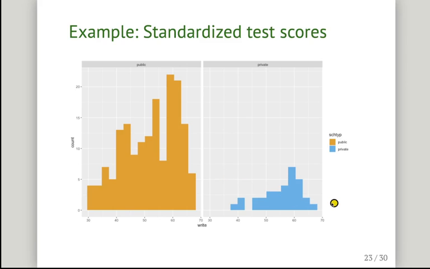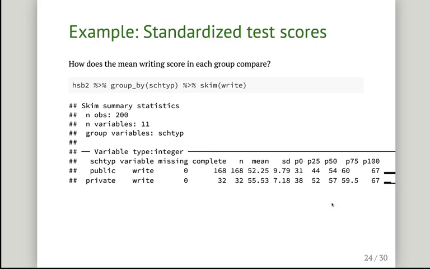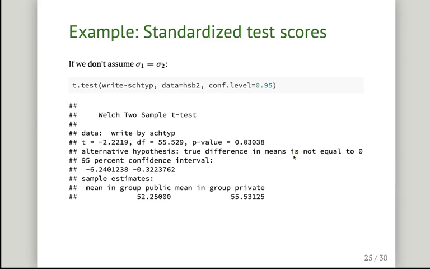The variability in the two groups is pretty similar. Now, looking at the sample statistics, the mean writing score is about 3 points higher for private schools versus public schools. The standard deviation for the public schools is about 10, and for private schools about 7. That ratio is certainly going to be less than 2, so it might make sense to assume that these groups have similar variances. Now, let's see what happens if we make both assumptions.